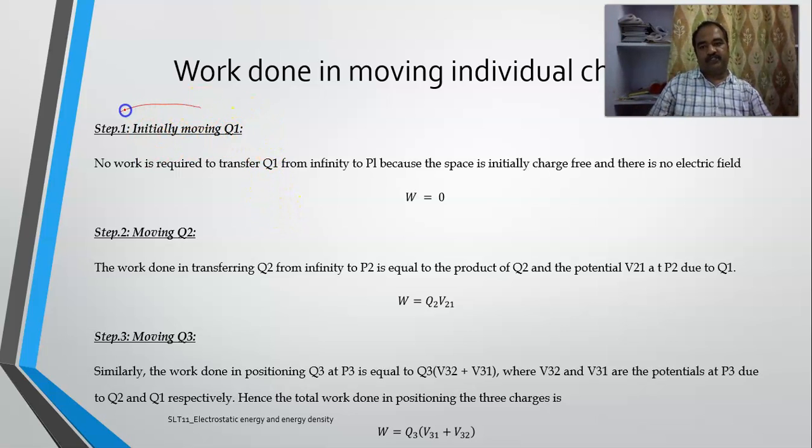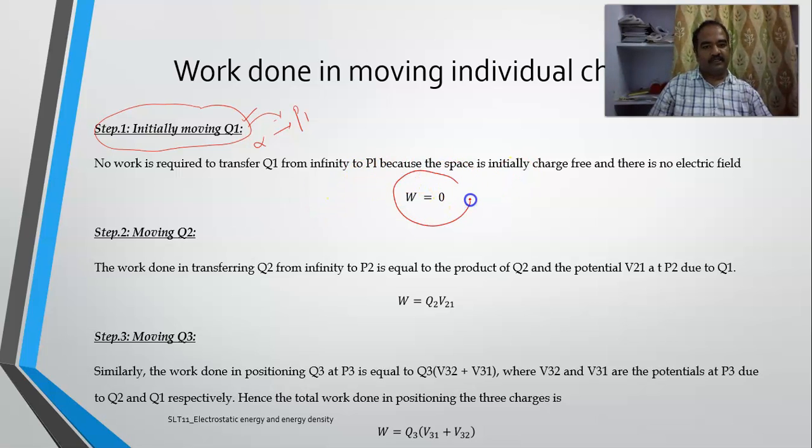First of all, when I initially move charge Q1, there are no charges already present. This is the first charge being brought to P1 from infinity. Since there is no charge already available, there is no electric field present. So initially the work done is 0.